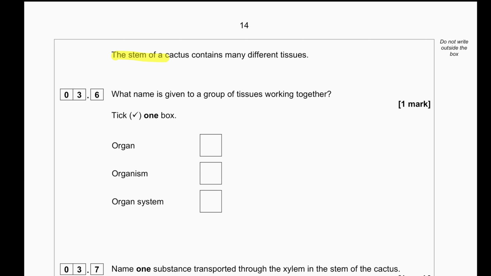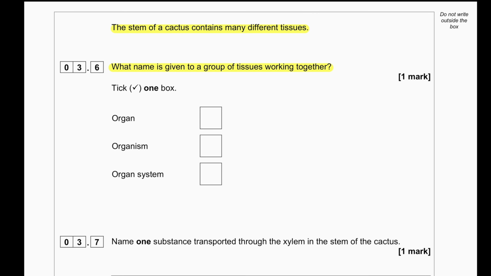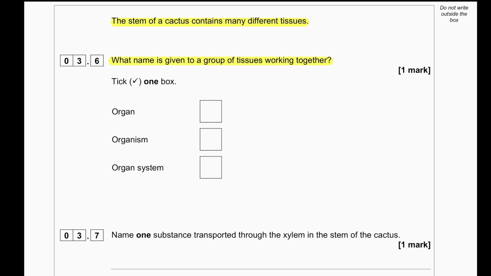The stem of a cactus contains many different tissues. What name is given to the group of tissues working together? A group of tissues working together is called an organ, because different groups of tissues are working together. Organism and organ system are not correct, because a group of organs working together can form an organ system, and a group of organ systems working together can form an organism. So these two are a higher level of organization compared to the organ.